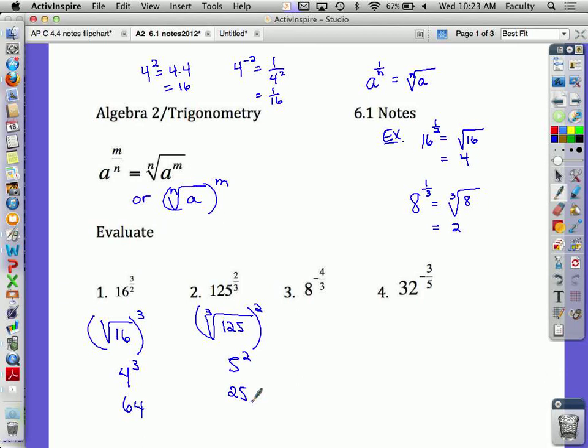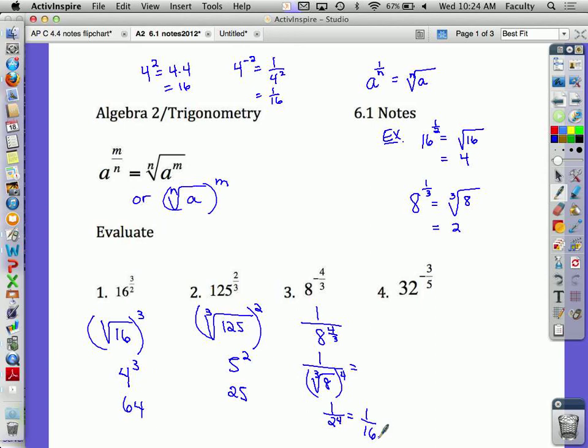Number 3, I have a negative exponent. So I have to remember the negative exponent property that makes it 1 over 8 to the 4/3. Well, 4/3 power means the cube root of 8 to the 4th. So that's 1 over 2 to the 4th. And I look at my list, 2 to the 4th would be 16.